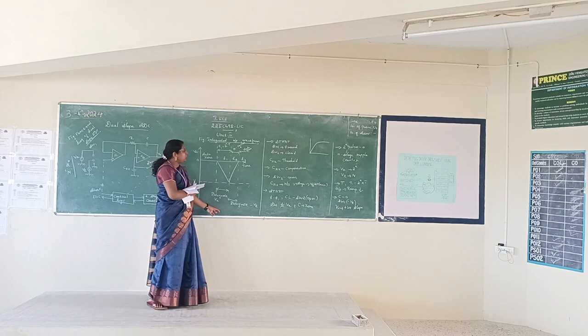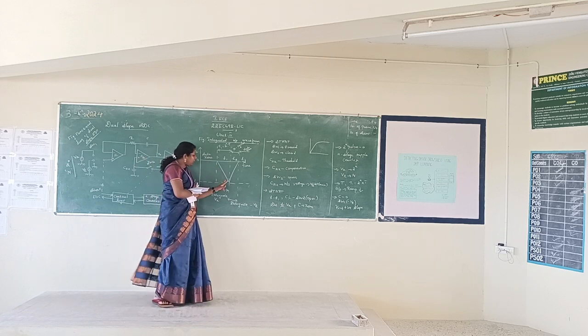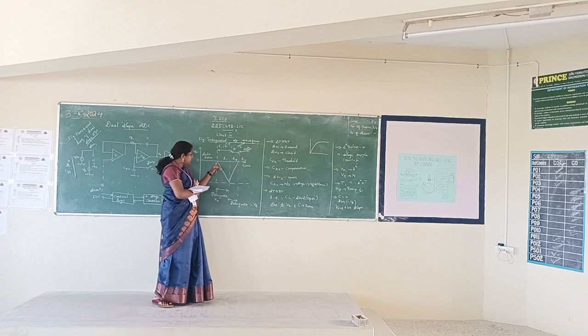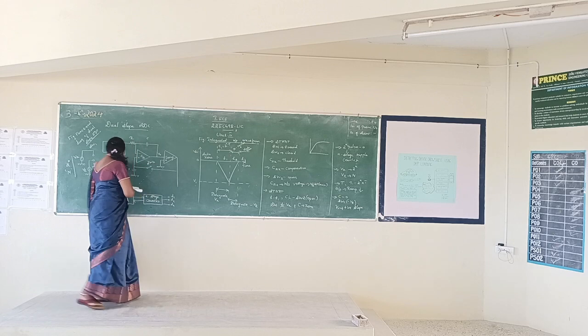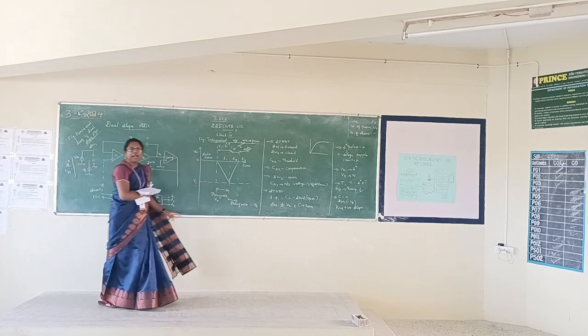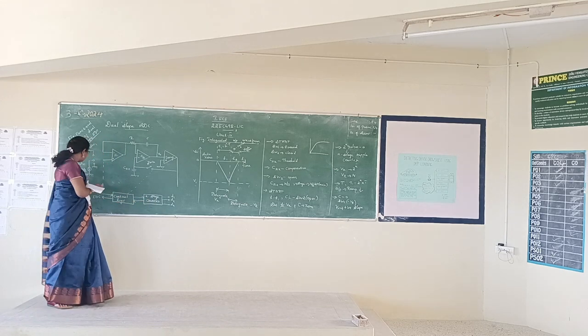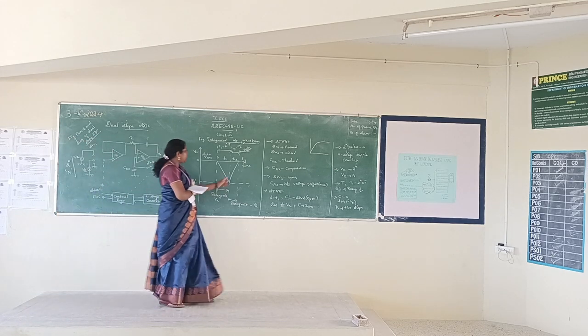This is the integrated output waveform for the dual slope ADC. Here you can see this part is for the analog input signal and this part is for the reference voltage. Since we have applied a positive analog input, the integrator output has a negative slope. For the reference voltage you have chosen minus polarity, so it has a positive slope.